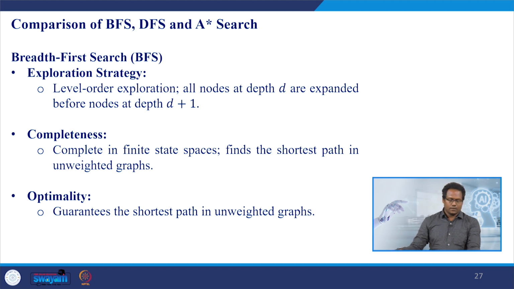search method. Let us see the breadth first search method. The exploration strategy is level order exploration, where all nodes at depth d are expanded before nodes at depth d plus 1. Here the completeness is indicated in such a way that it is complete in finite state spaces, finds the shortest path in unweighted graphs, and the optimality is that it guarantees the shortest path in unweighted graphs, thereby ensuring optimality.